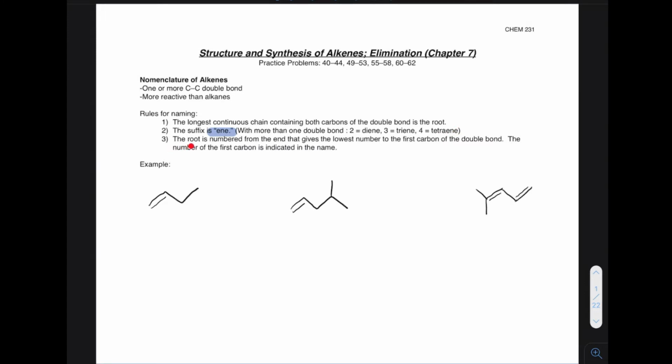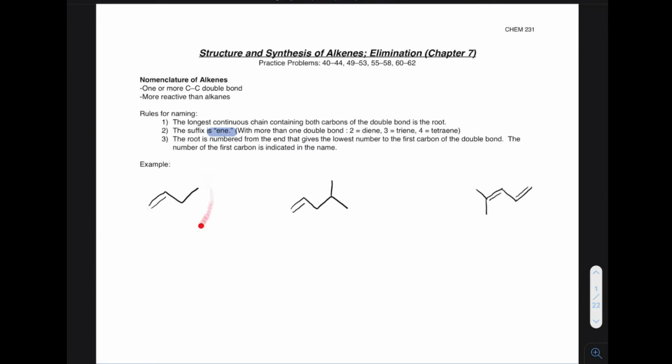And finally, the root is numbered from the end that gives the lowest number, right? So we always want to have our molecule numbered with the lowest numbers possible to the first carbon of the double bond. And so the number of the first carbon in a double bond is indicated in the name.